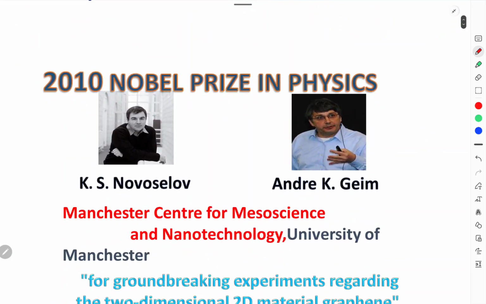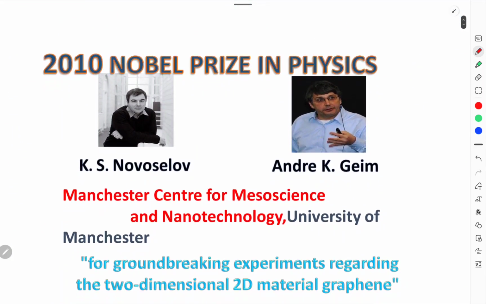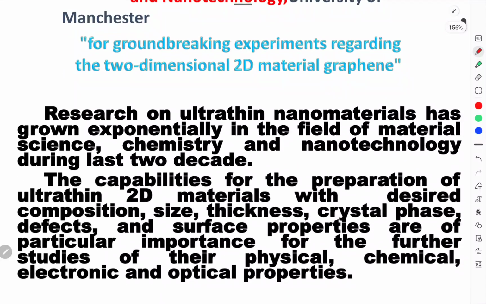These are the young guys. See the photograph. K.S. Novoselov, Andre Geim. They were from the Manchester Centre for Mesoscience and Nanotechnology, University of Manchester. And what was their role? For groundbreaking experiments regarding the two-dimensional 2D material graphene. I did say undoubtedly graphite is a 3D structure, but graphene is a 2D structure.